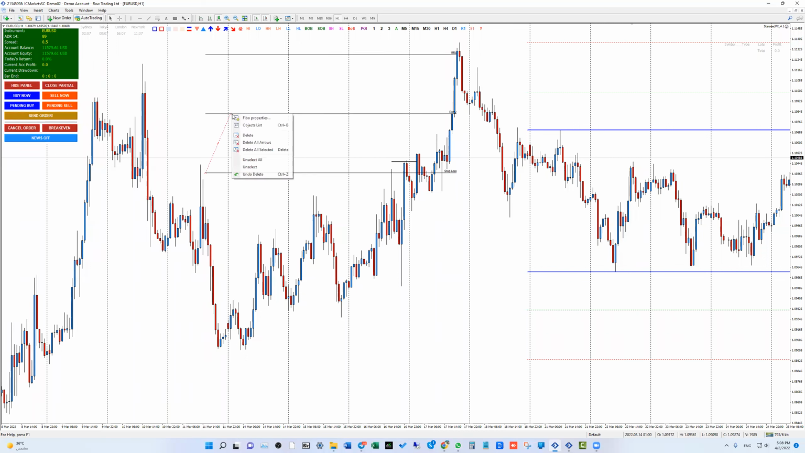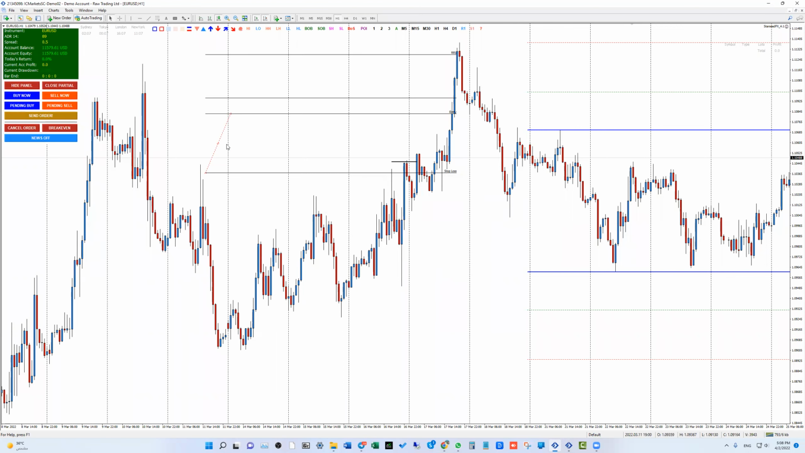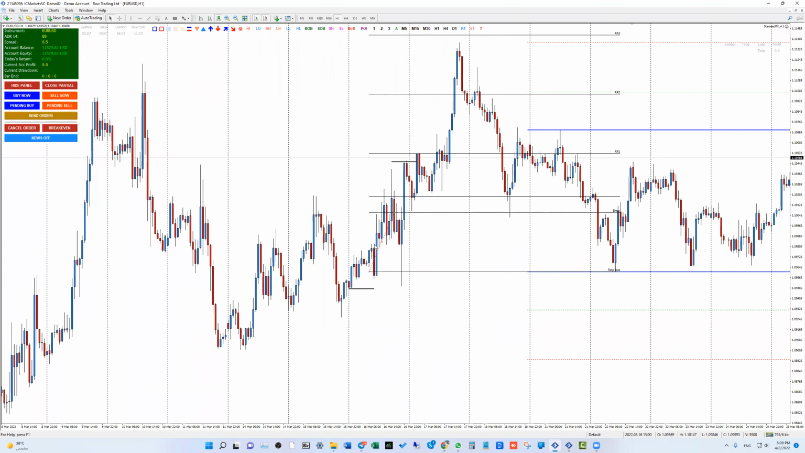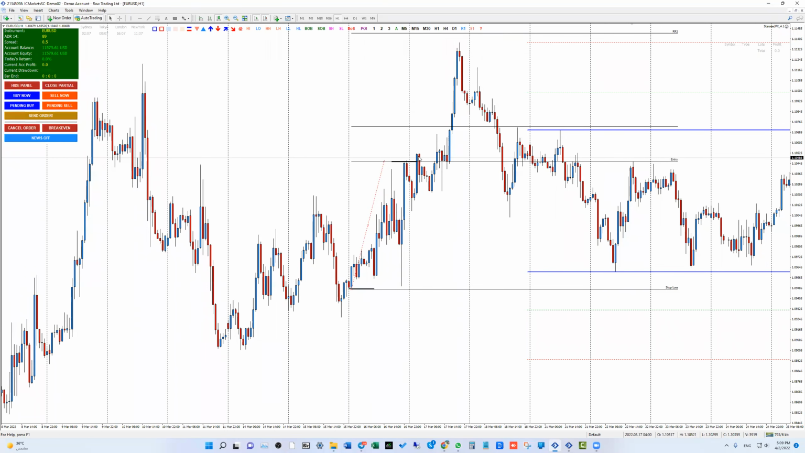Let me adjust this 27. Hold on, I will add minus 0.27. Let's see that. So this is 27. Basically, this is the daily high low, the previous daily high low. This is the last low. This is the last high, and it's broken. So basically, if the daily is broken, the price usually always reaches 27. That's the key. If the price breaks the 27, it usually reaches 168.